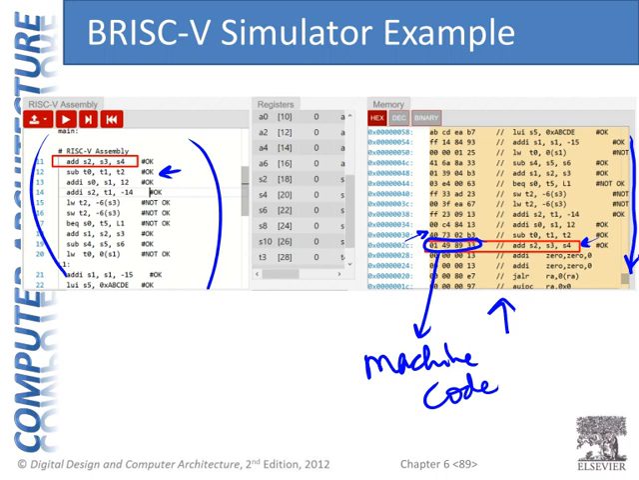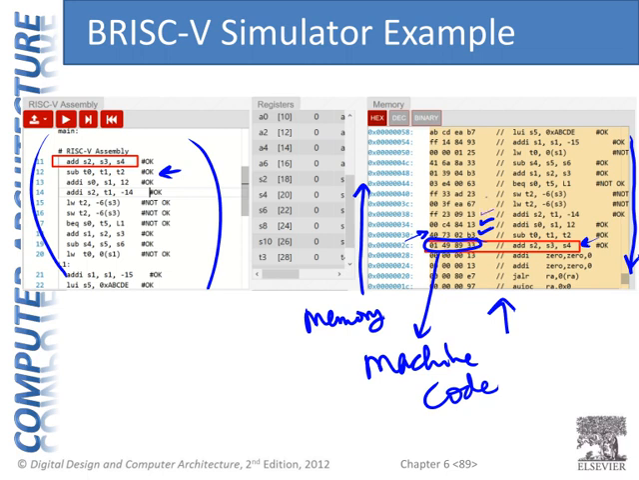So remember, our memory is growing this way. So you can see the memory location it's located at. This add is at hex 2C. The next instruction, as expected, is 4 bytes, or 4 addresses later, hex 30, and then 34, 38, 3C, and so on. So we can see those machine codes over on the left. This is basically the memory contents of these different addresses, which in this case are instructions.